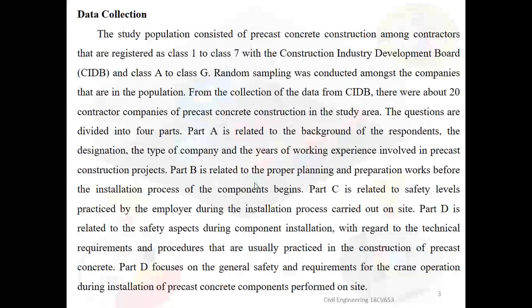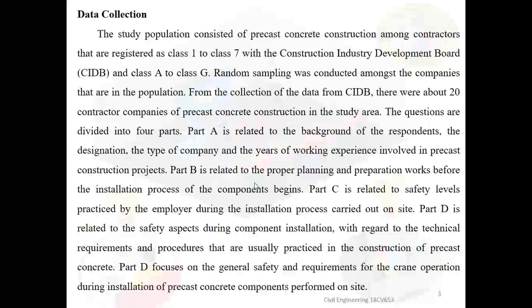So data was collected. Also, let's study the study population. It consists of precast concrete contractors registered in Class 1 to Class 7 with the Construction Industry Development Board, and Class A to Class G. Random sampling was conducted amongst the companies in the population. For the collection of data from CIDB, the Construction Industry Development Board, there were about 20 contractor companies of precast concrete construction in the study area.